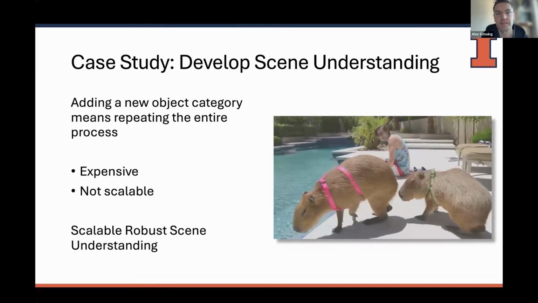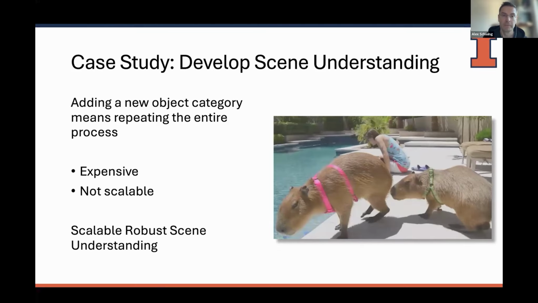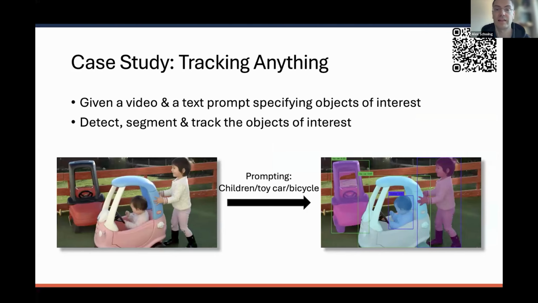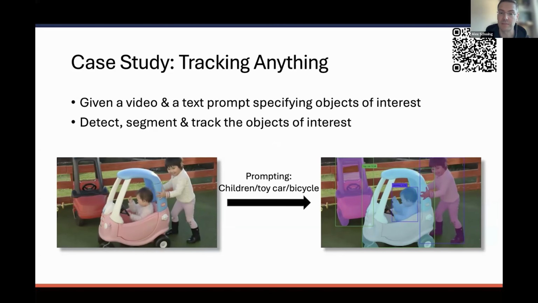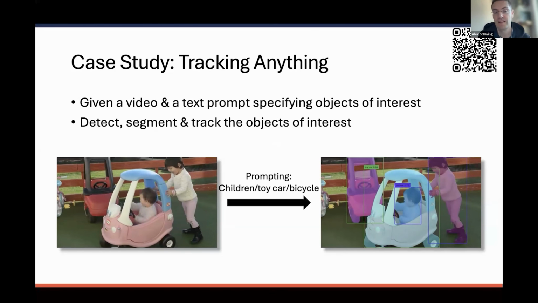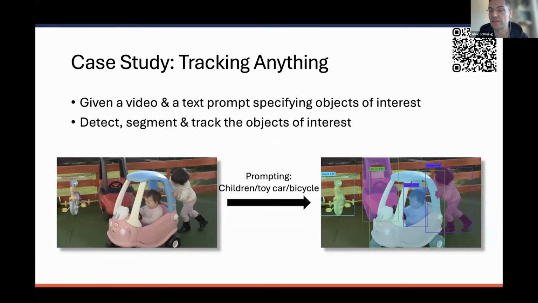That's really what we were interested in this particular work: essentially trying to track anything. Again, given as input a video and a text prompt specifying the object that we're interested in, can we detect, segment, and track the object of interest? So in this example, the prompt might be, segment me the children, the toy car, and the bicycle.